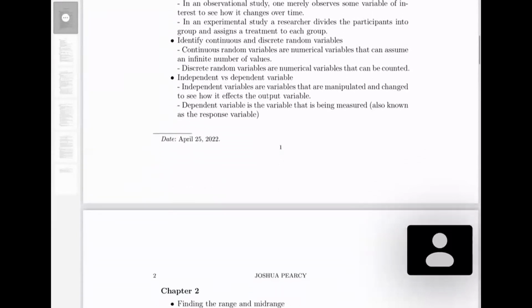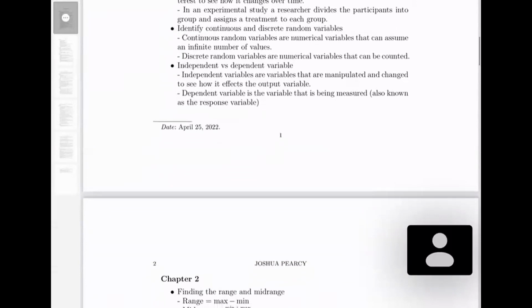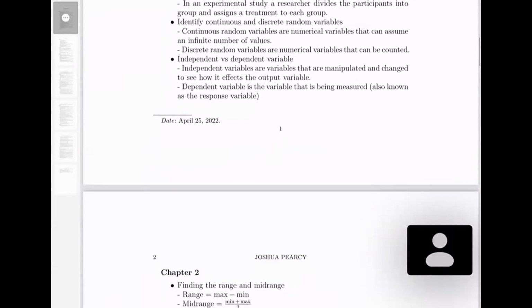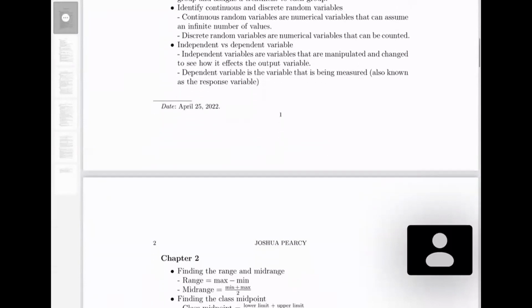Then we talked about independent versus dependent variables. So we actually talked about this last chapter as well. So the independent variable is the one that is being changed to see how it affects the dependent variable. So it's also known as the manipulated variable. So know that. And the dependent variable was obviously the one being measured, or you could say it's also the response variable. So keep in mind that acronym DRY-MIX.